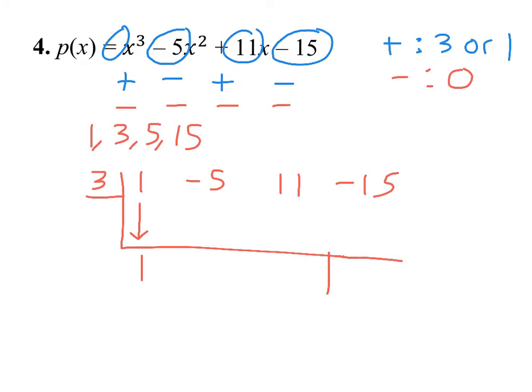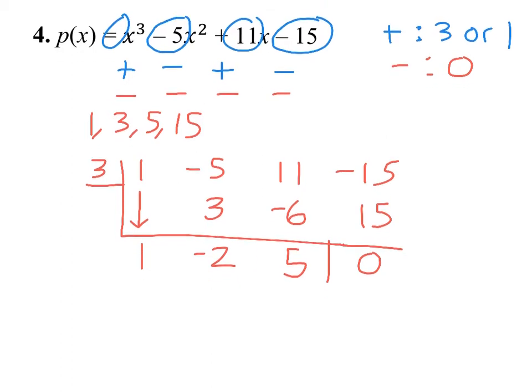Bring down the 1. 3 times 1 is 3. Negative 5 plus 3 is negative 2. 3 times negative 2 is negative 6. 11 minus 6 is 5. 5 times 3 makes 15. No remainder, so it works.